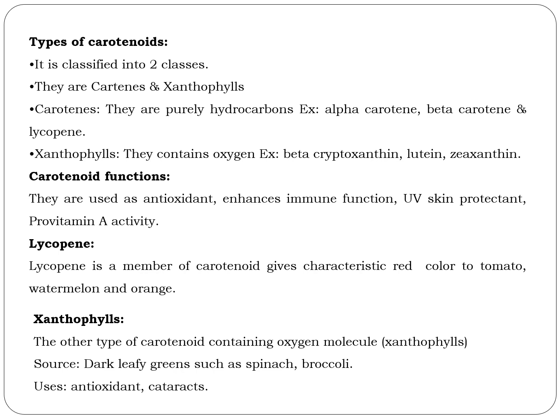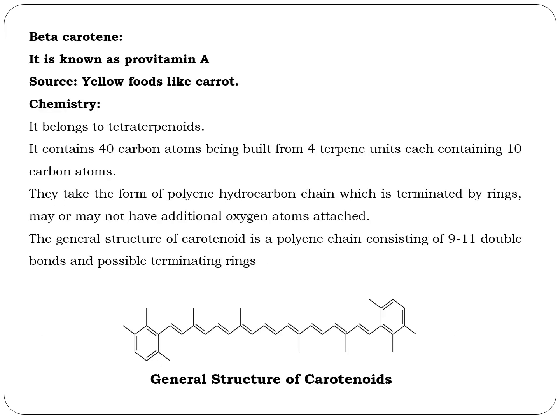Coming to carotenoid functions, they are used as antioxidants, enhance immune function, act as UV skin protectants, and have provitamin A activity. As an example, lycopene is a member of the carotenoids which gives the characteristic red color to tomato, watermelon and orange. The other type of carotenoid containing oxygen is xanthophyll. The source is dark leafy greens such as spinach and broccoli, and it is used as an antioxidant and for cataract.